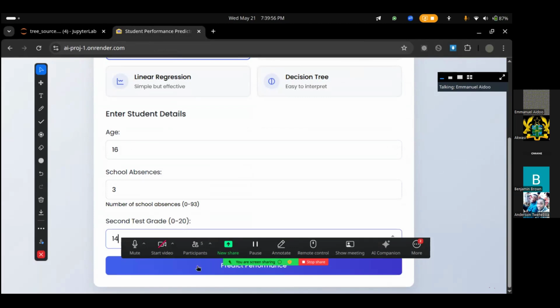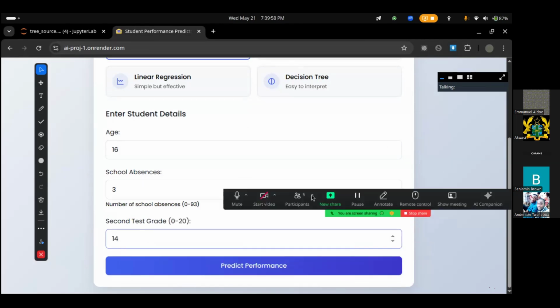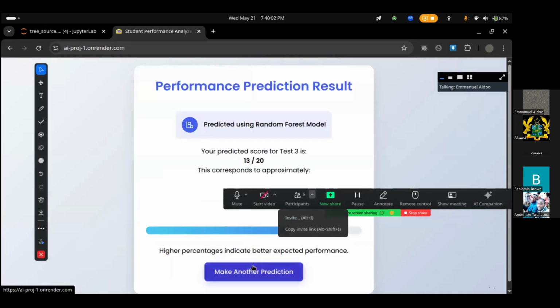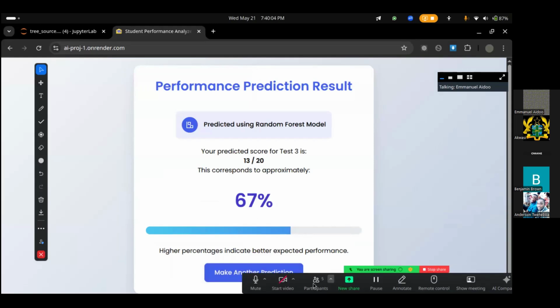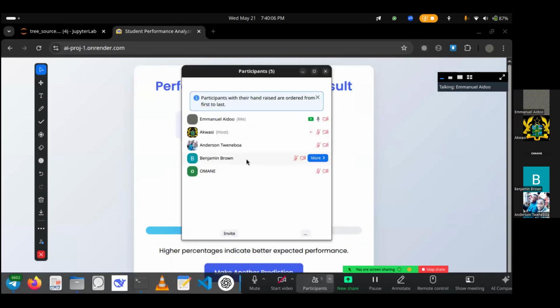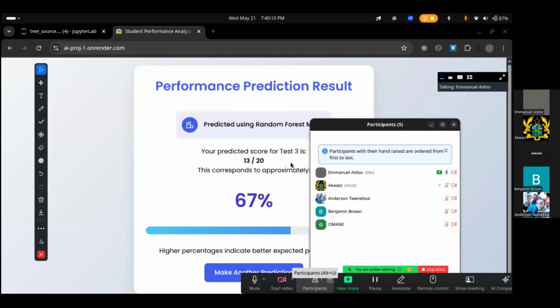14. Let me move this one somewhere. After clicking on predict performance, it does the prediction, and then we notice that the person had 13/20, which means 67%.